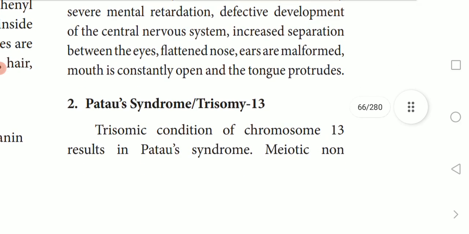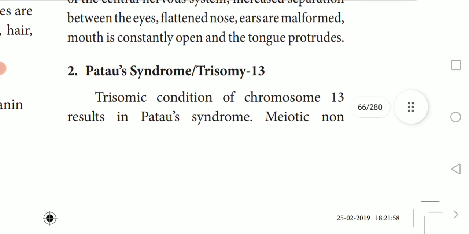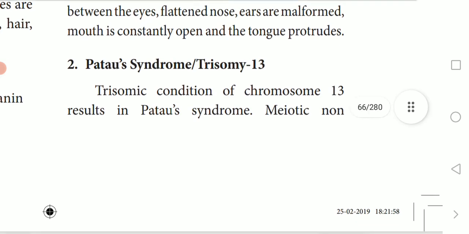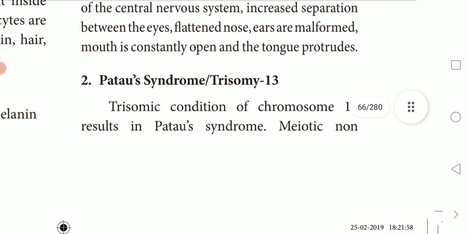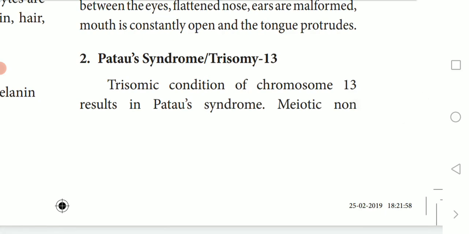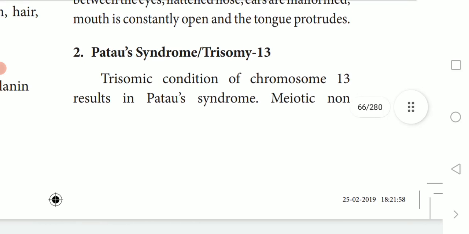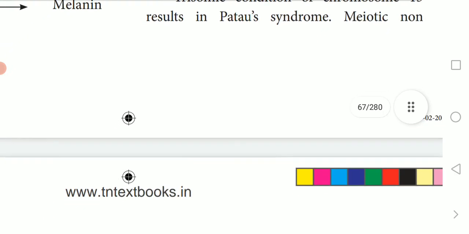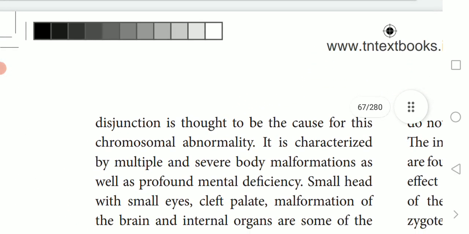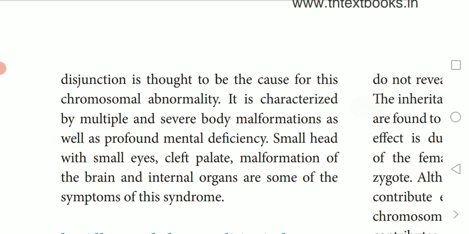The next one is Patau syndrome, which is trisomy 13. The trisomic condition of chromosome 13 results in Patau syndrome, which means they have defects in the 13th pair of chromosomes. Meiotic non-disjunction is thought to be a cause for this chromosomal abnormality.